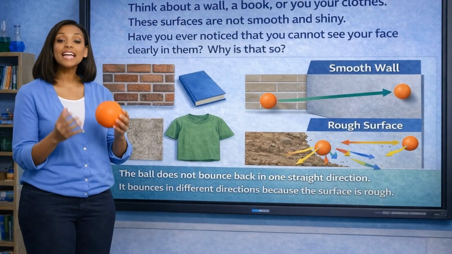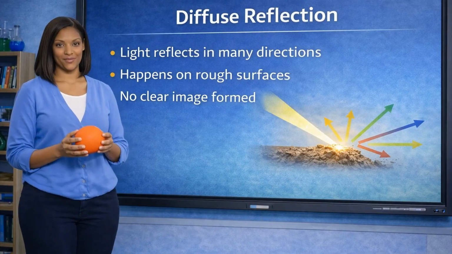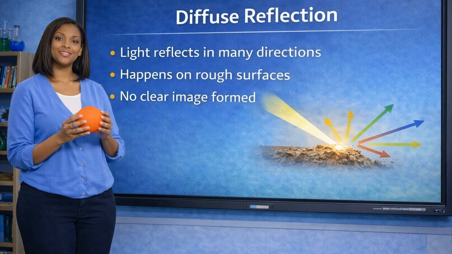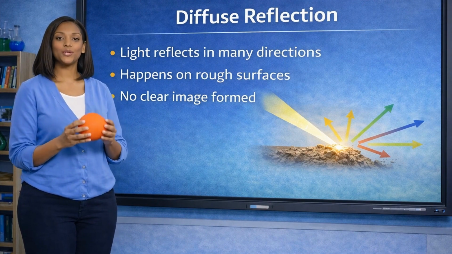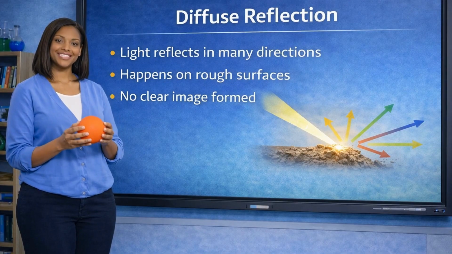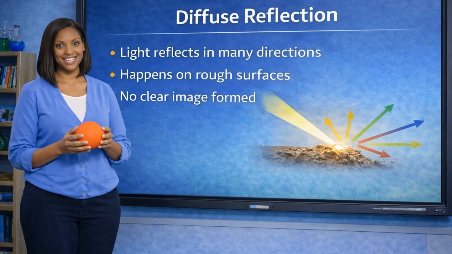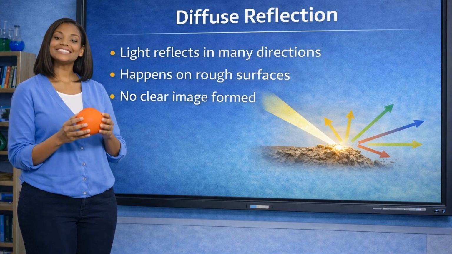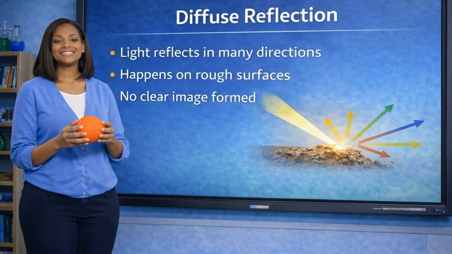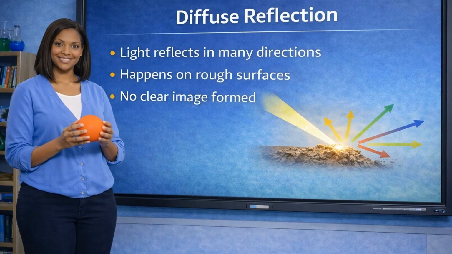Light behaves in the same way. When light hits a rough surface, it reflects in many different directions. The reflected rays scatter and do not move in an orderly way. This type of reflection is called diffuse reflection. It is also known as irregular reflection. Let us listen carefully to what Hosanna tells us in the song about diffuse reflection.